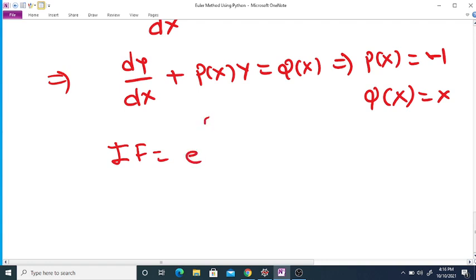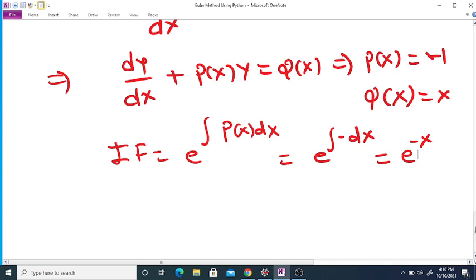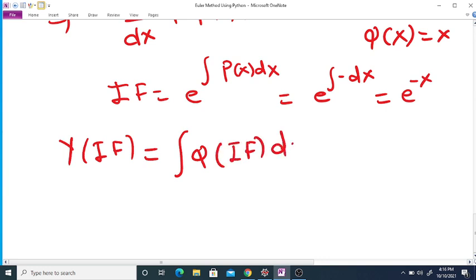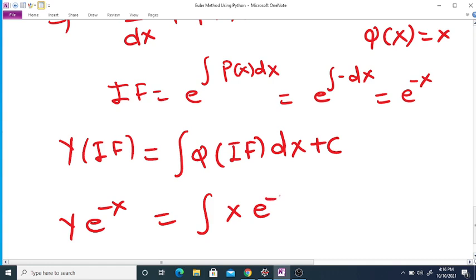is e raised to integration p of x dx, so it is equal to e raised to integration minus dx, so it is e raised to minus x, and the general solution can be obtained by using the formula y into integrating factor is equal to integration q into integrating factor dx plus c, and therefore y e raised to minus x is equal to integration x e raised to minus x dx plus c. Now we can solve this integration.